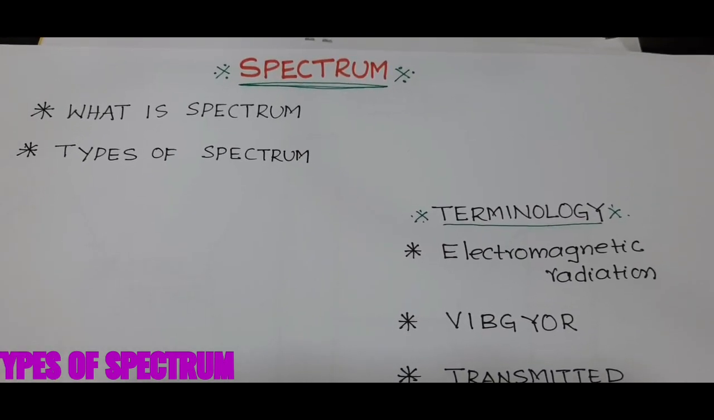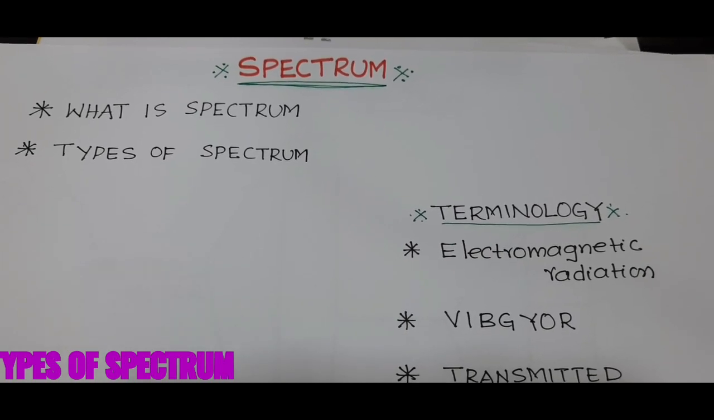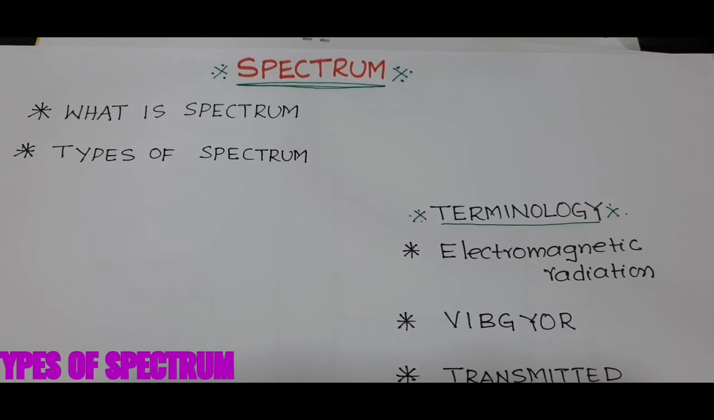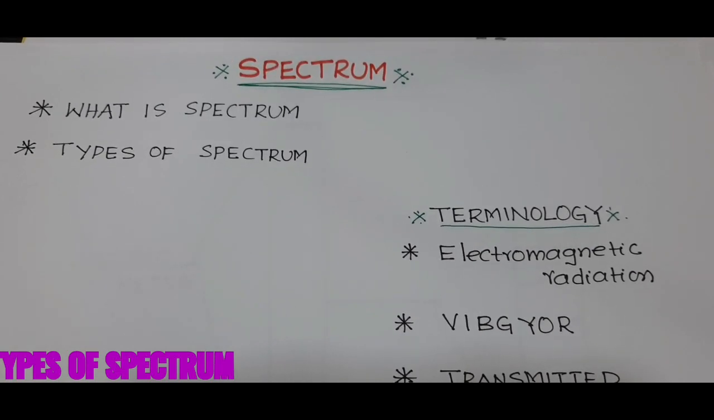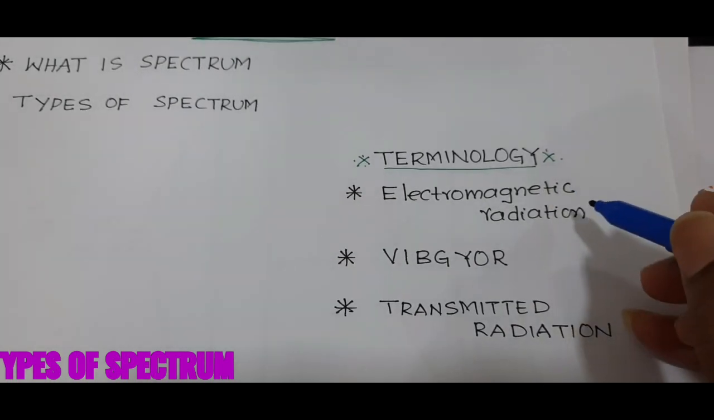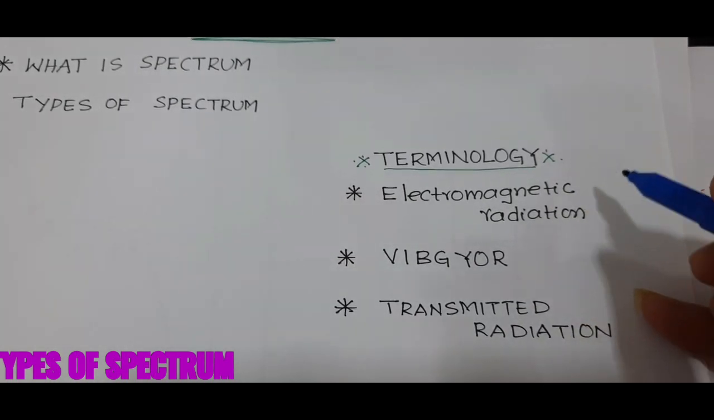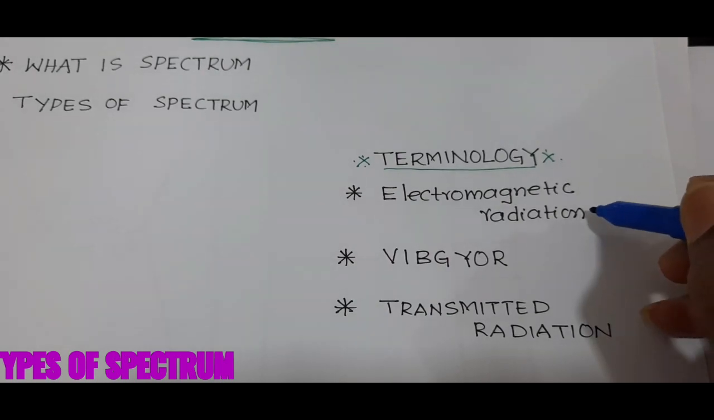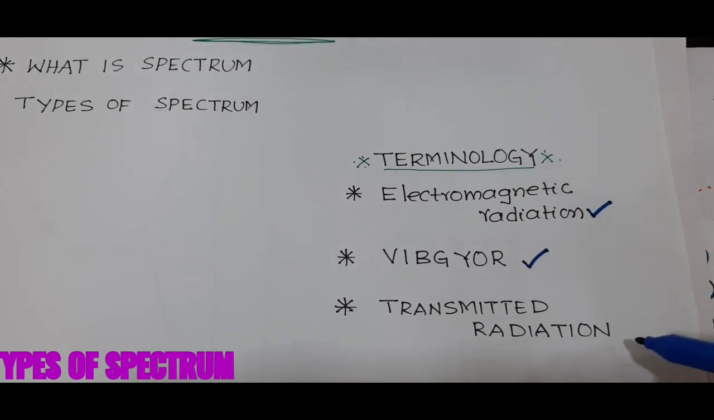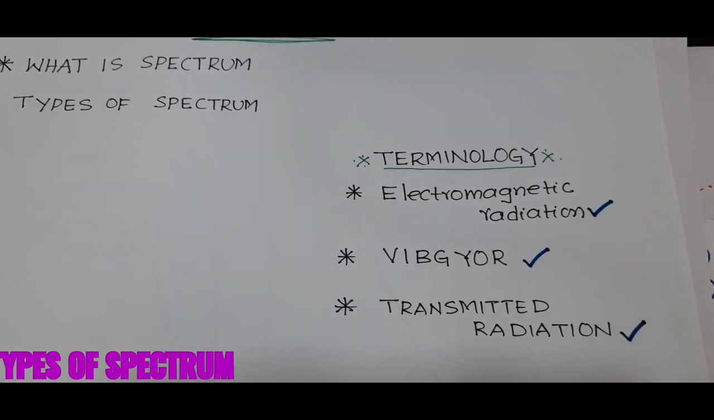In this session our discussion topic is spectrum. What is spectrum and types of spectrum, and what is the minimum terminology required for studying the spectrum. The terminology which is required is electromagnetic radiation, VIBGR, and transmitted radiation.